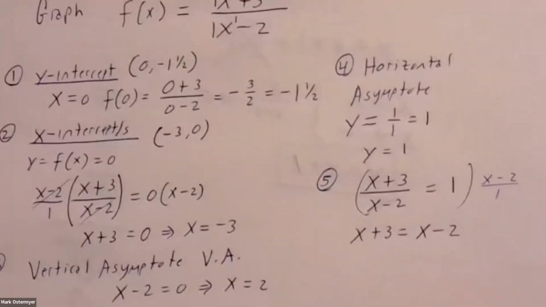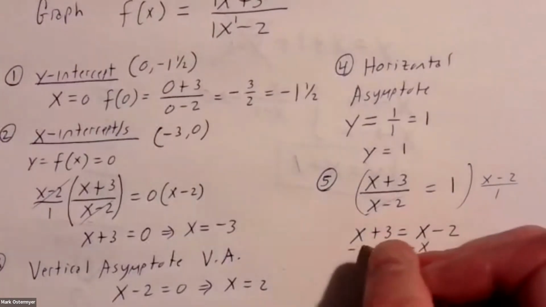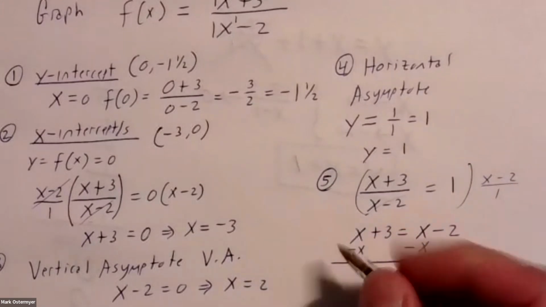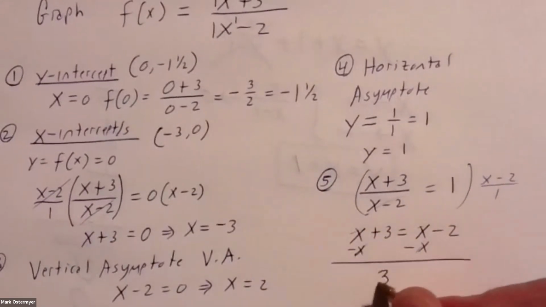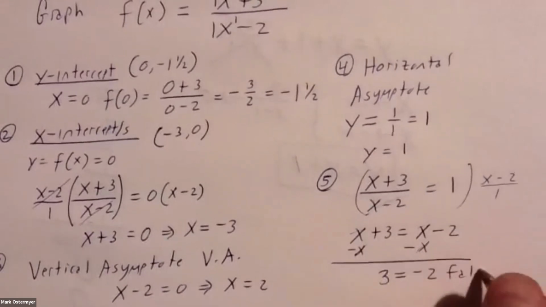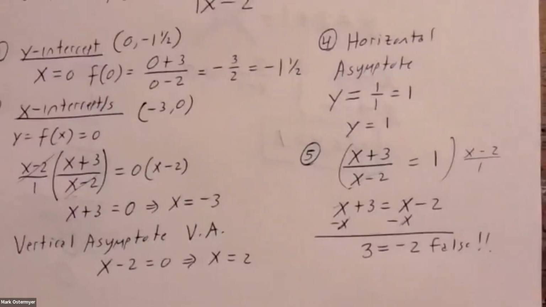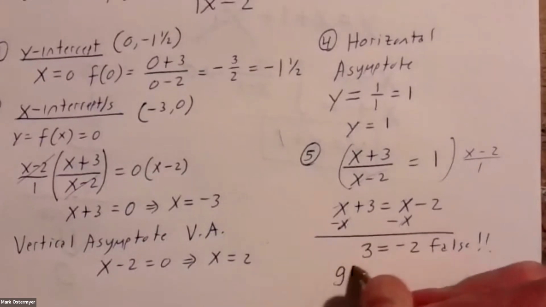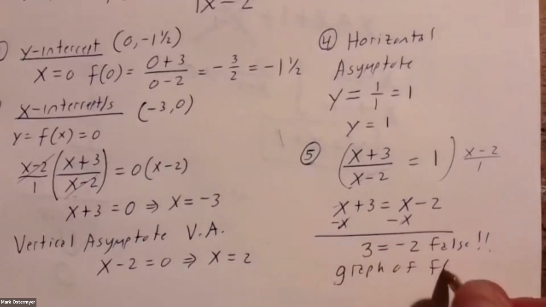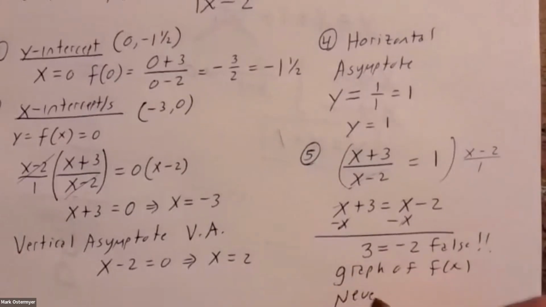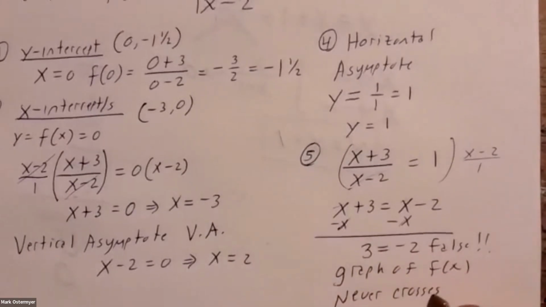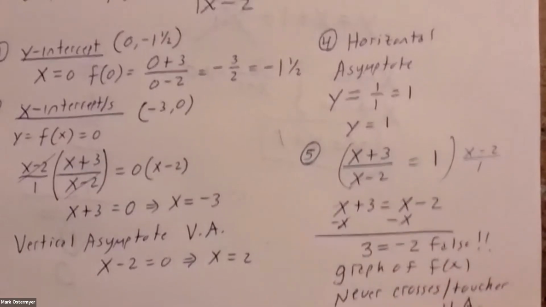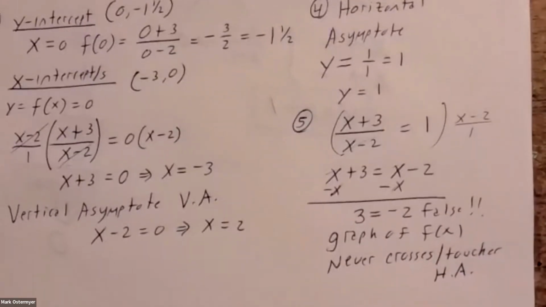Now we'll try to solve for x. I subtract x from both sides and discover something. My x drops out on both sides, and I'm left with a false numeric statement. Because I'm left with a false numeric statement, I would conclude that no, my graph will never cross or touch the horizontal asymptote anywhere. So the graph of f of x never crosses or touches the horizontal asymptote.